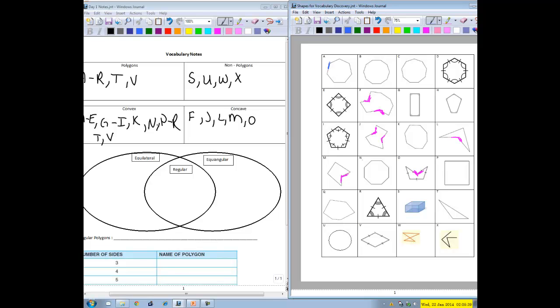All of these point out from the center of the polygon, and that's what makes these convex. So everything points out away from the center. When they point in towards the center, it makes it concave. So pink is what makes it concave.